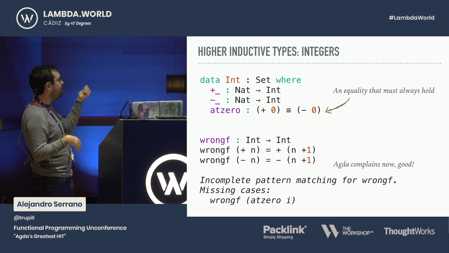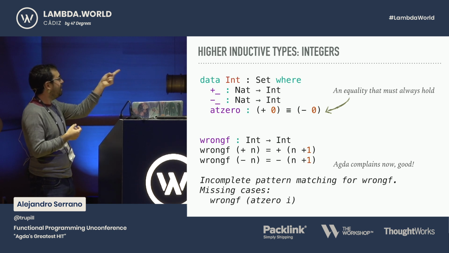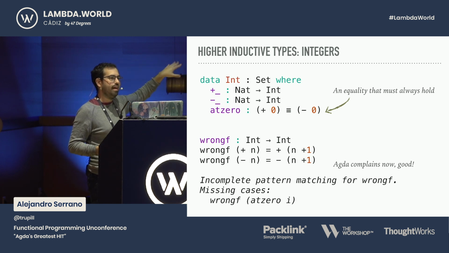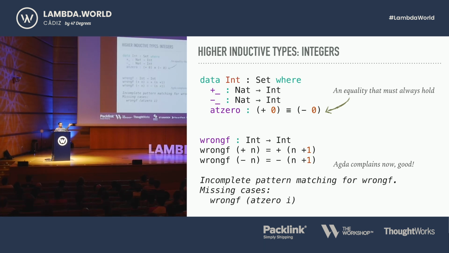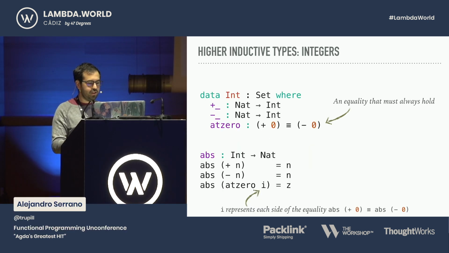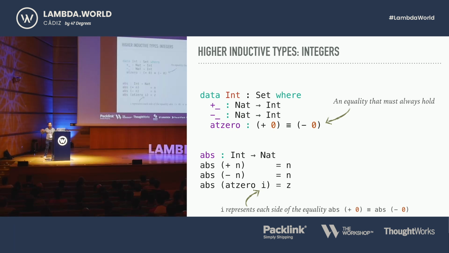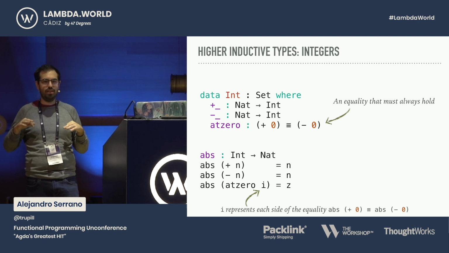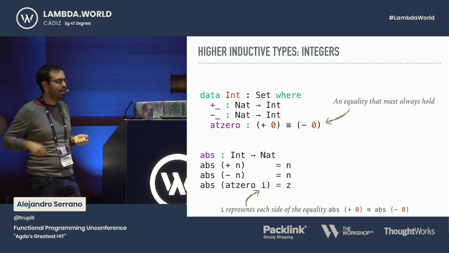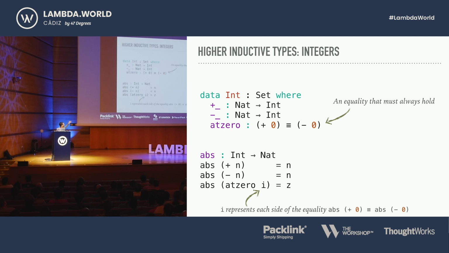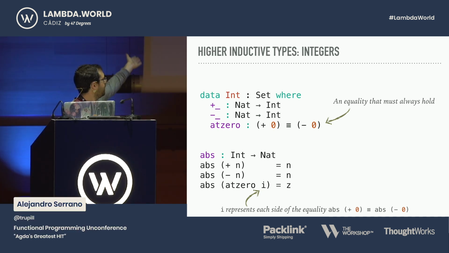So now if you try to write this function, Agda complains, so the compiler complains. We don't really care what the complaint is. The point is that now we cannot define this function because plus 0 and minus 0 are treated unequally. If you try to define another function which actually works, like the absolute value, it doesn't matter whether it's plus or minus 0, you will always get something. This actually works, and well, you define the function, and then you have to tell Agda how this equality is actually respected.